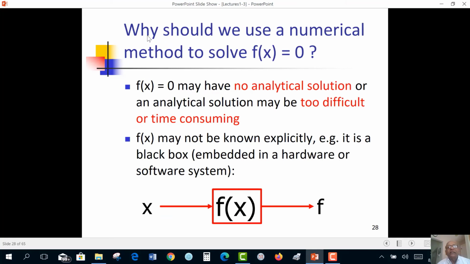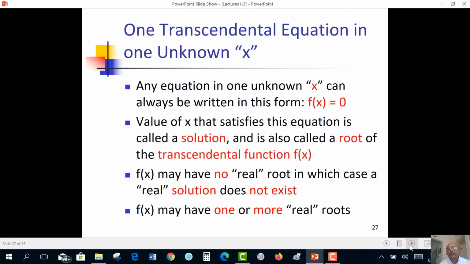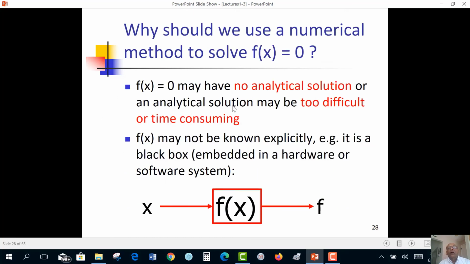So the question is, why should we use a numerical method to solve this equation? As we just saw, the function may have no analytical solution. We just looked at this very, very simple problem, and this has no analytical solution. Or the analytical solution may be too difficult or time consuming.